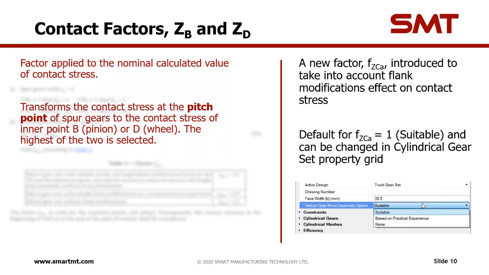So what we have in here, one of the changes is a new factor that's been introduced, which is FZCA. And that's introduced to take into account the flank modification effects on contact stresses. So there's 3 options in here which have been put into MASTA as well. We have suitable, we have based on practical experience, and we have none. So the default value we have in the software is suitable, which equates to a value of 1 for the factor. And what we would generally consider is that if you're using MASTA as a piece of software, then you wouldn't want to really change that value.